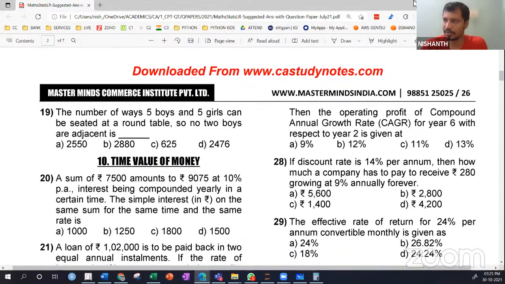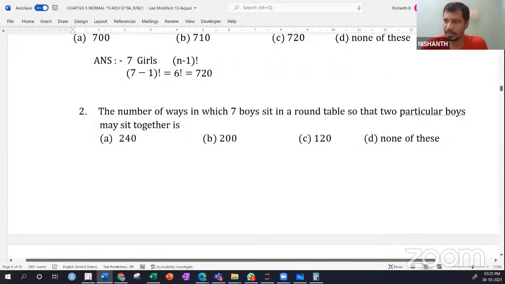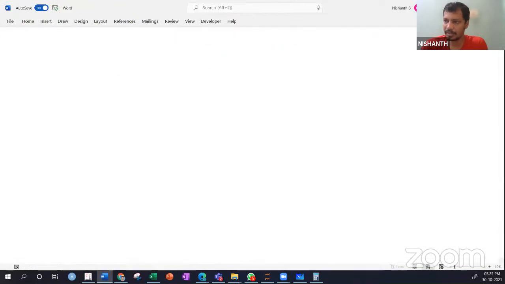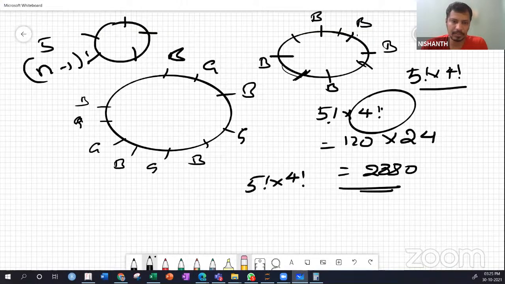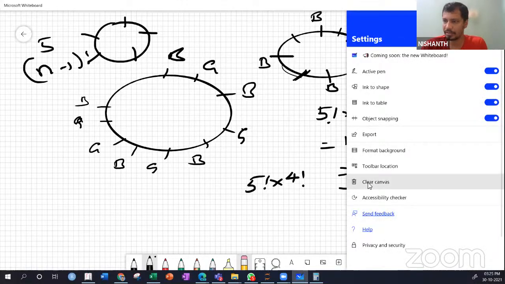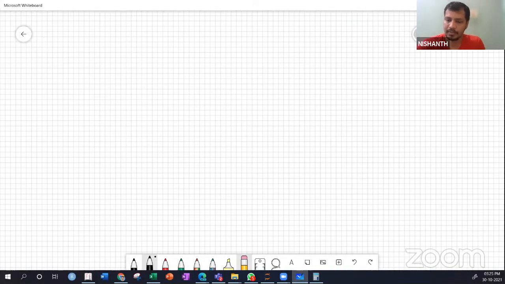Okay. Now I'll go to the next chapter, time value of money, because you have to cover all the chapters. I'll first explain the concepts here. Hope you don't have any confusion with the concept of simple interest, compound interest. Any confusions here?